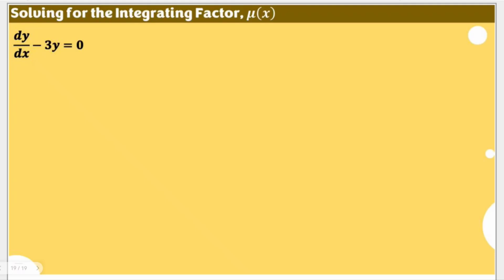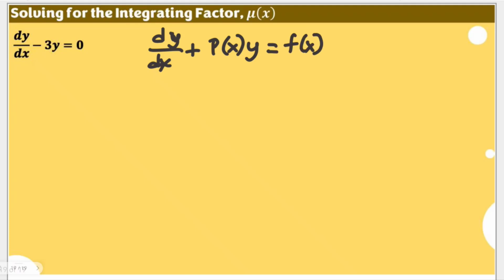The first thing we need to do for this equation is to make sure that it is already in its standard form. The standard form for a first order differential equation, which is identified as a linear equation, is in this form: the first derivative of y with respect to x plus p of x times y equals f of x.